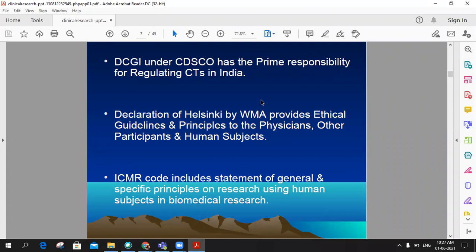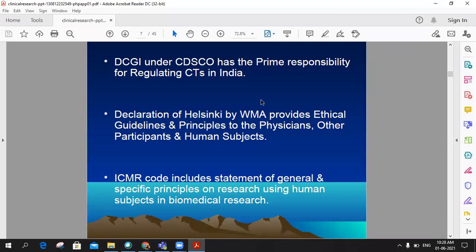All right, trial regulations. As I was mentioning yesterday, there are regulatory bodies in India and other countries like FDA, DCGI. They have their own regulations on how the drugs need to be controlled. DCGI, Drug Controller General of India under CDSCO, has the prime responsibility for regulating the clinical trials in India. So DCGI is the regulatory body who controls the drugs in India. And then there are other guidelines like the Declaration of Helsinki. We will talk about that, and the World Medical Association, who provide ethical guidelines and principles to the physicians and other participants and human subjects.